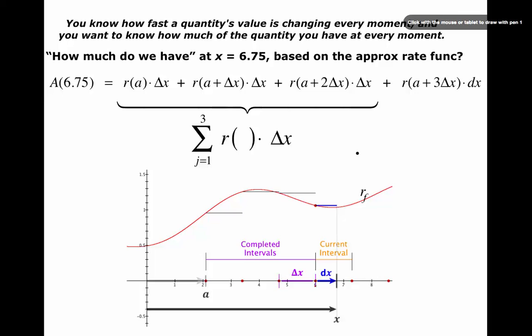Question? Yes, because this is just the completed intervals. And why is the current interval different? Because it's a smaller change in x. It hasn't reached a full completed interval yet. So we're going to group all the completed intervals together because it's always times delta x. But then the last one's times dx. We don't want to include that. Another question? Why is it going all the way up to 3 if it's not included?